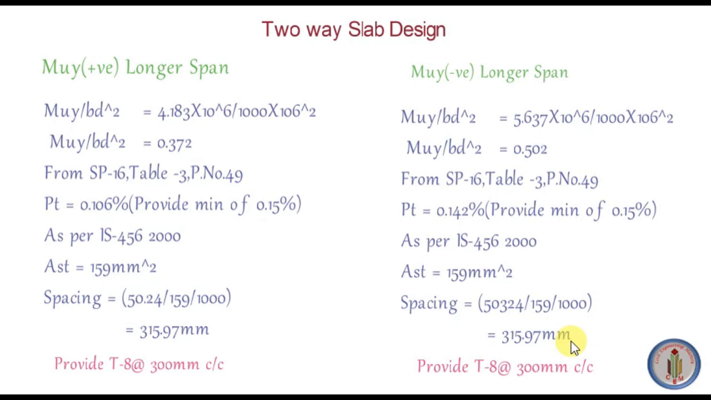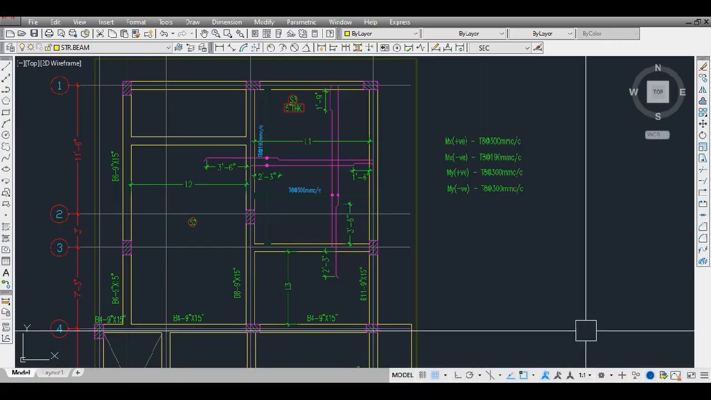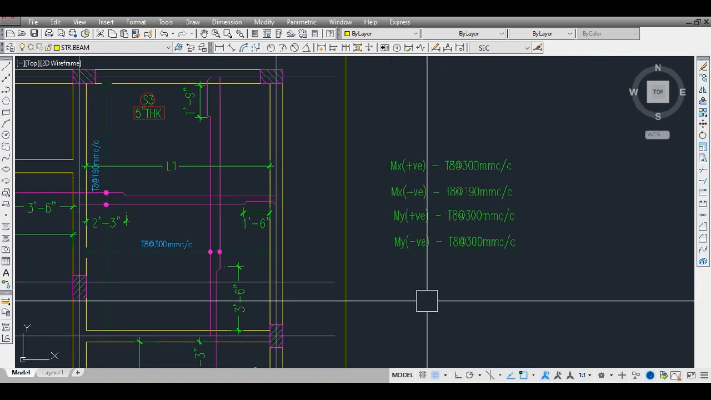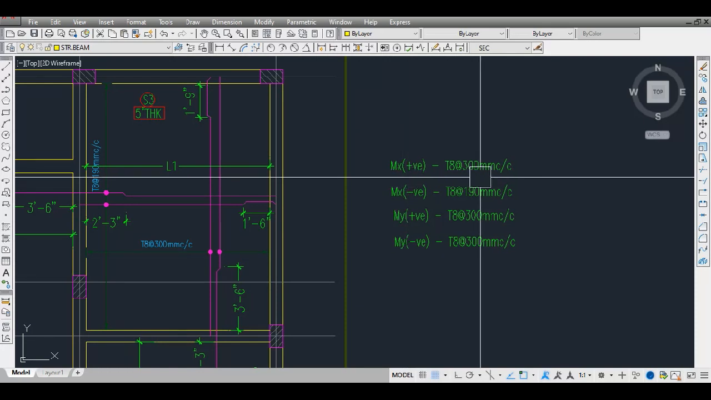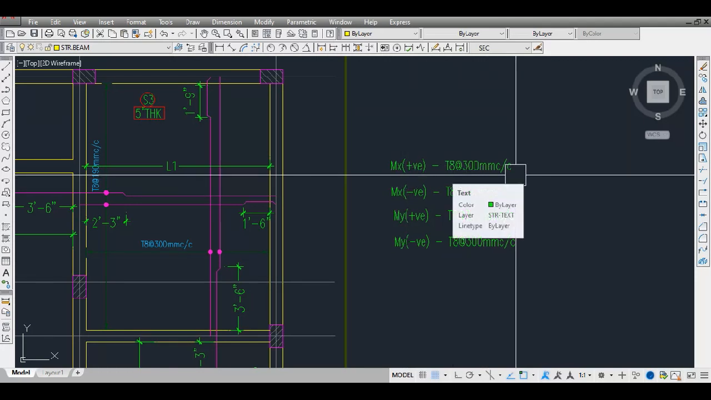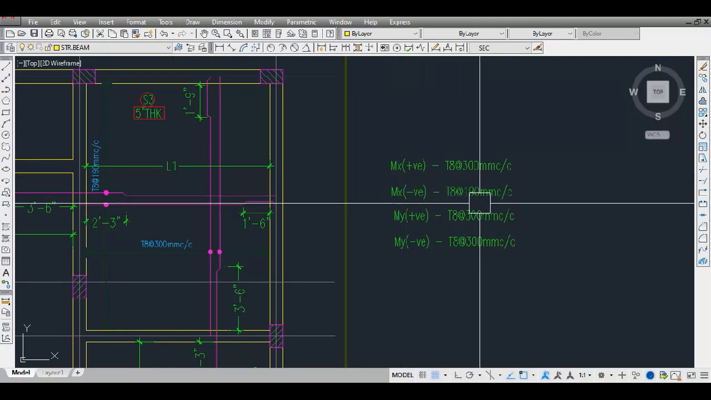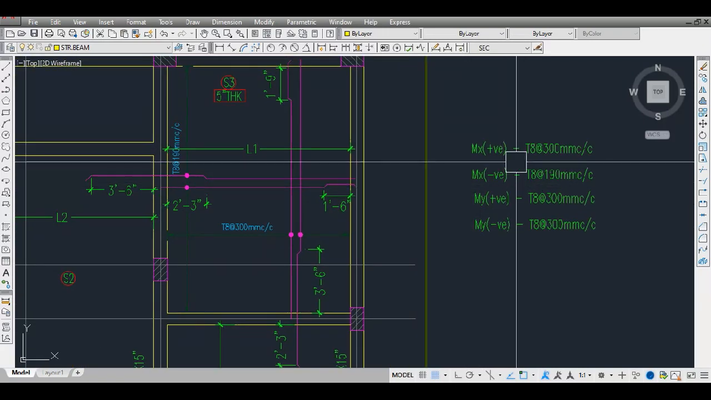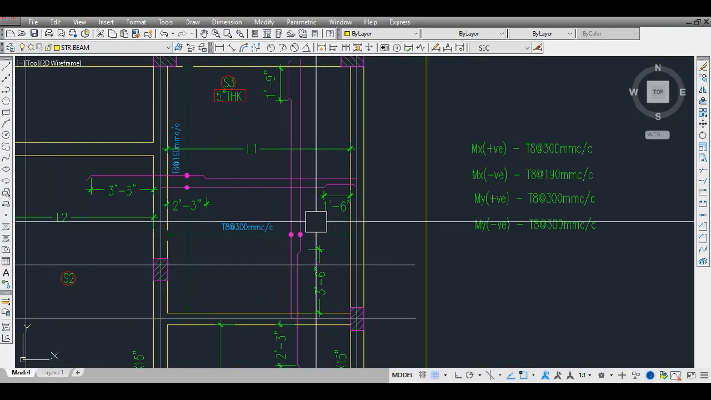So next let's see how we can provide the detailing. That means let me show you in AutoCAD drawing how we can arrange the bars with this spacing. So let's see the reinforcement detailing for two-way slab. So here are the reinforcement which we had calculated. Mx positive is T8 at 300 mm center to center. Mx negative is T8 at 190 mm center to center. So let me show you how we can provide the reinforcement bars.